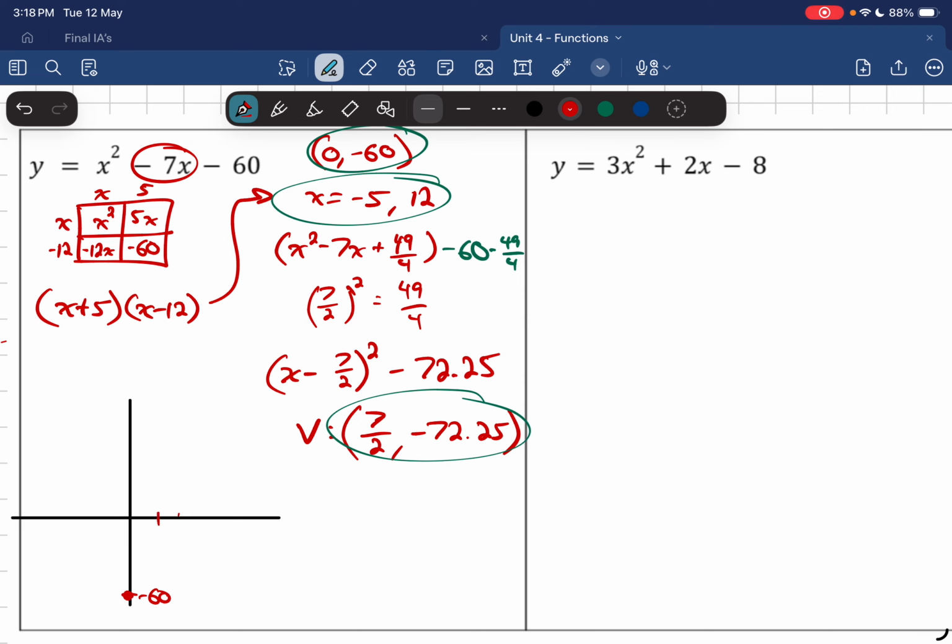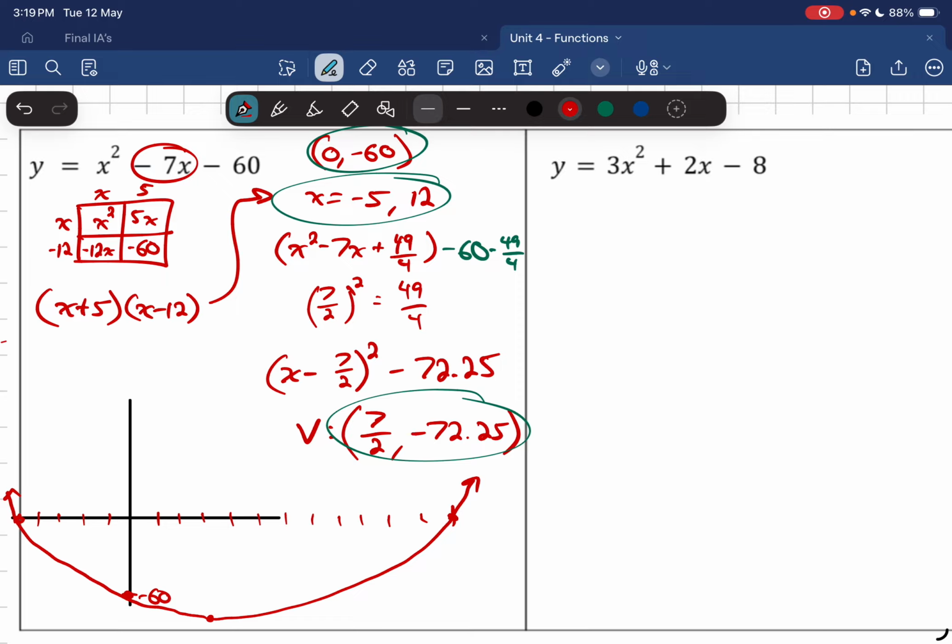3.5, so 1, 2, 3. Okay, down here at negative 72.25. All right, and then I've got 3, 4, 5, 6, 7, 8, 9, 10, 11, 12. I've got another 0 here at negative 12 and negative 1, 2, 3, 4, 5. One right there. Okay, so with the scale, this one looks really weird. Okay, but you're going to end up with a parabola that looks something like this.